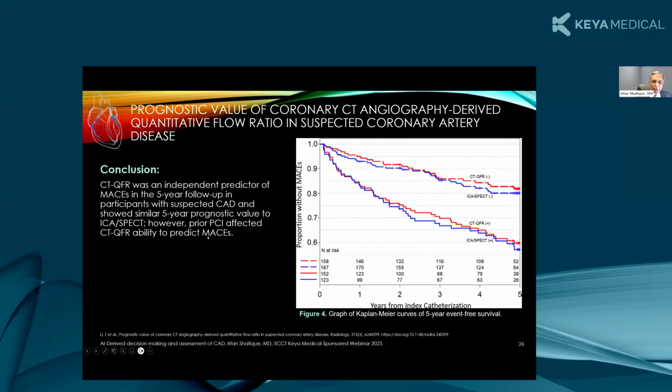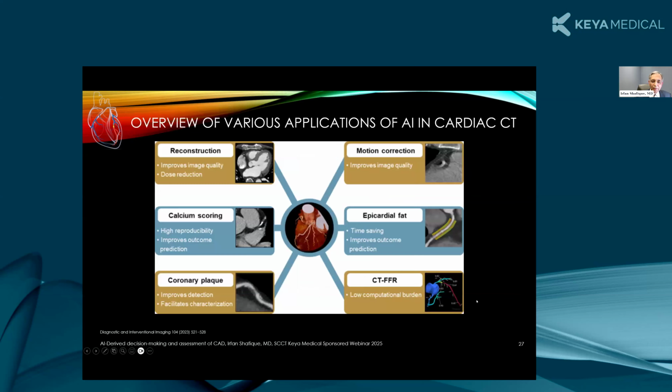So all these studies have shown this just by looking at these quantitative measures and characterizing the plaque structure. And here's a recent study that came out, a 5-year follow-up. This was the CORE320 study, where it shows that CT QFR also correlates well with ICA and SPECT, with positive and negative 5-year prognostic value that almost predicts the same as ICA and SPECT, except if the patient has prior PCI.